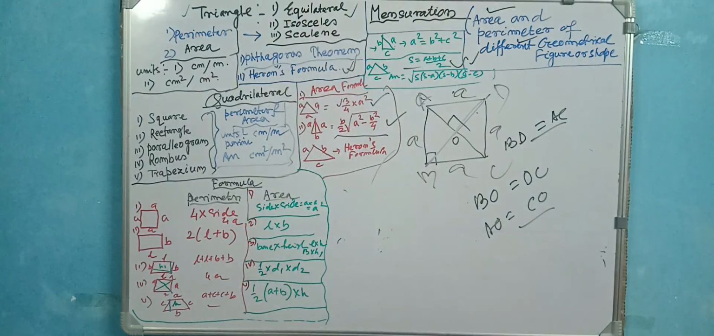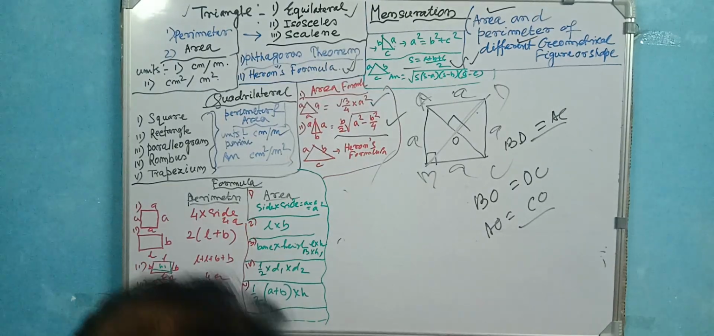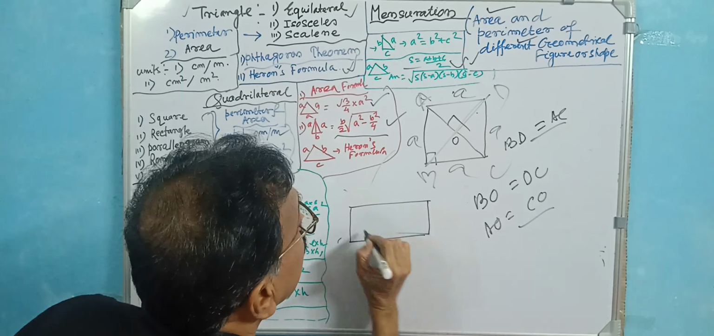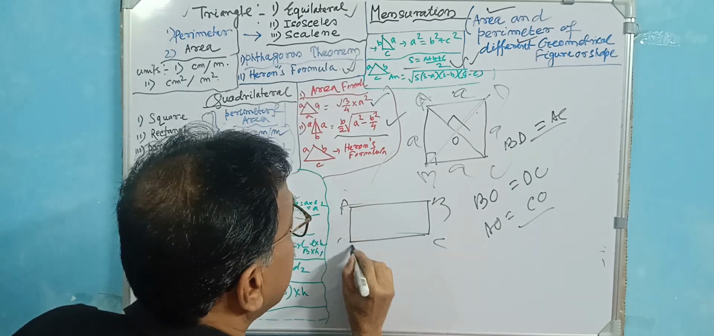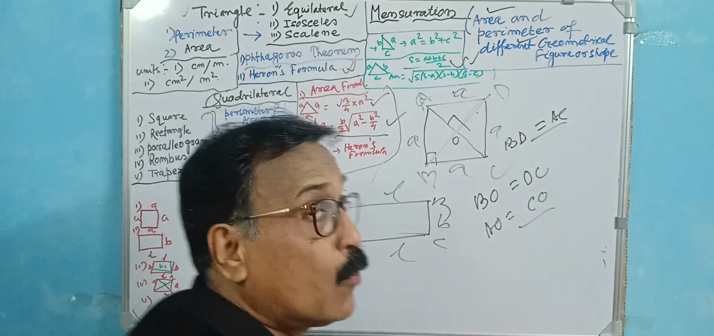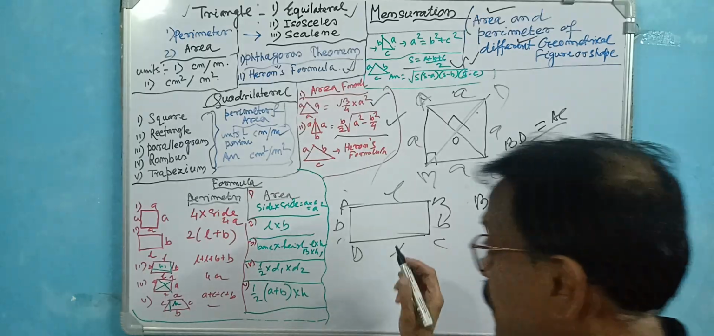Now this is the square. And suppose this is the rectangle. Rectangle means A, B, C, D, with length L, L and breadth B, B. That means opposite sides are equal. Opposite sides are equal. Angle is 90.